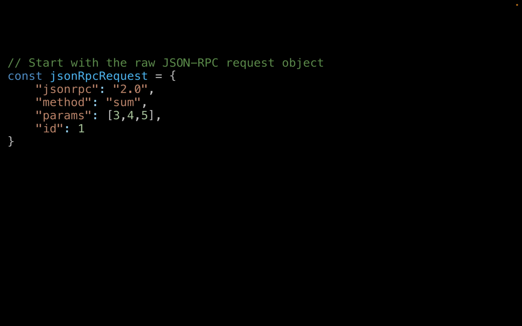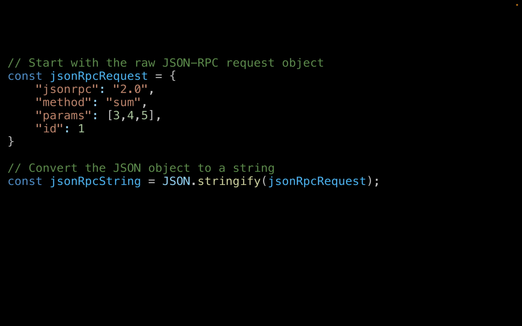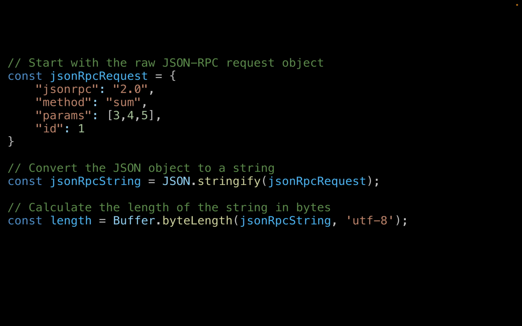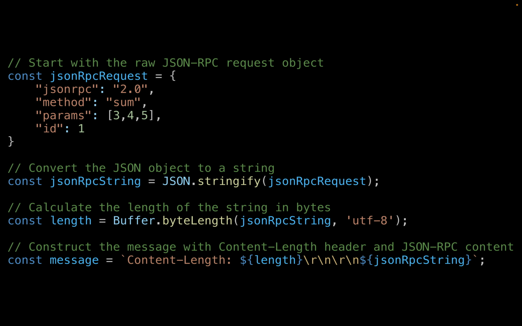Here's an example of how you could encode this. We'll start with our JSON-RPC request object. We'll convert it to a string. We'll calculate the number of bytes in the string. Then we'll construct a message, which is the content length header, followed by the number of bytes, our newline characters, and then the string itself.